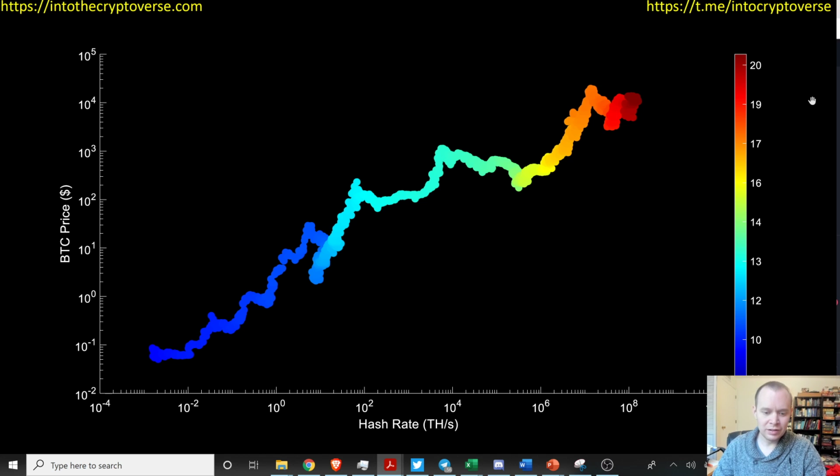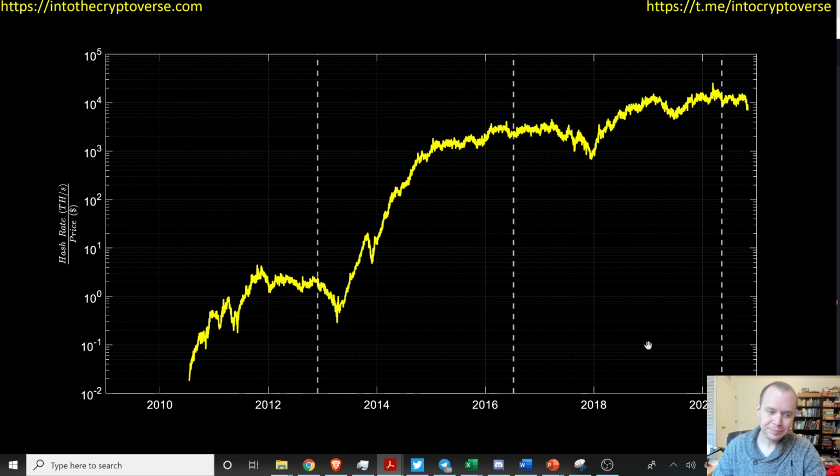Now, one of the things we can do, of course, is to plot the price of Bitcoin versus the hash rate with a color-coded time dimension. And it paints a really cool picture because you can see as we move forward through time, we know the price of Bitcoin has gone up, but also the hash rate has continued to go up somewhat commensurate with the price of Bitcoin. Now, there are some interesting charts we can look at.